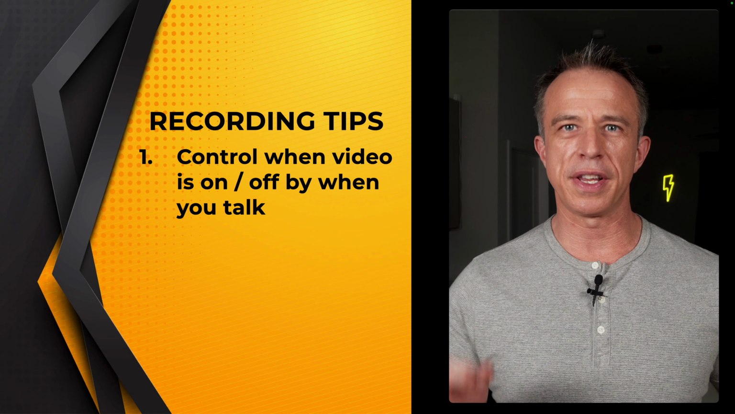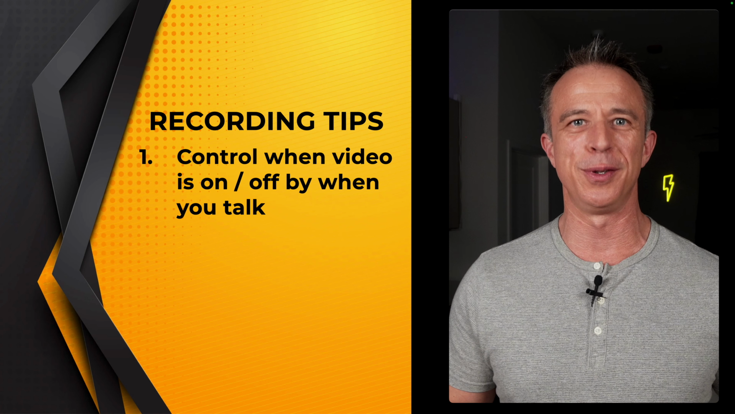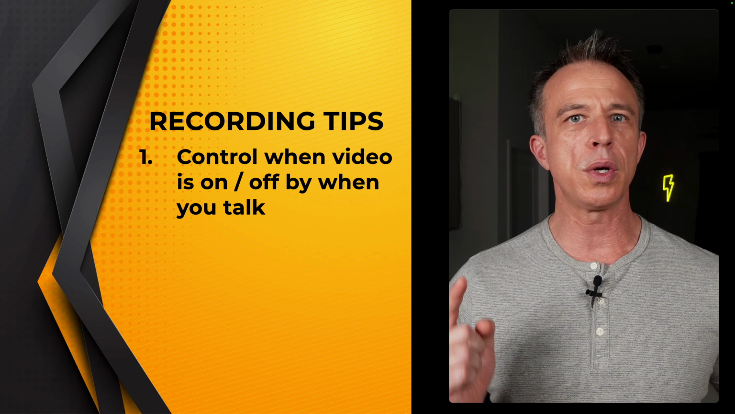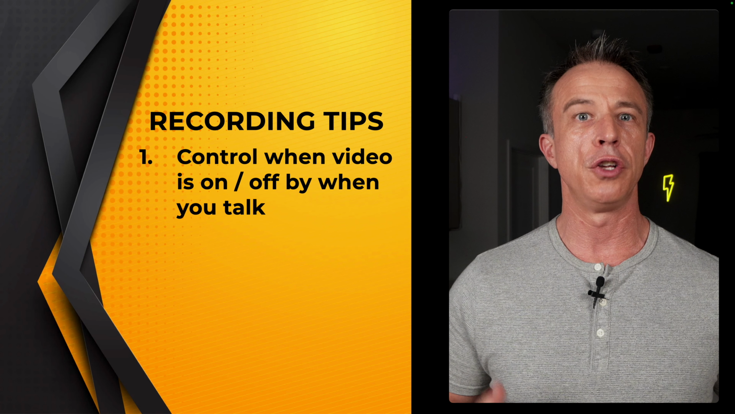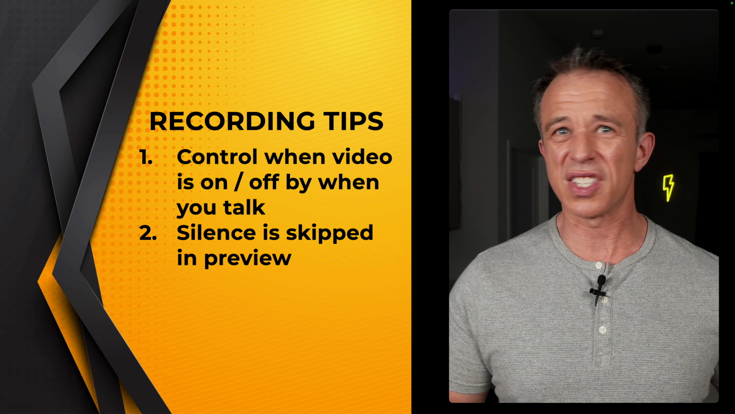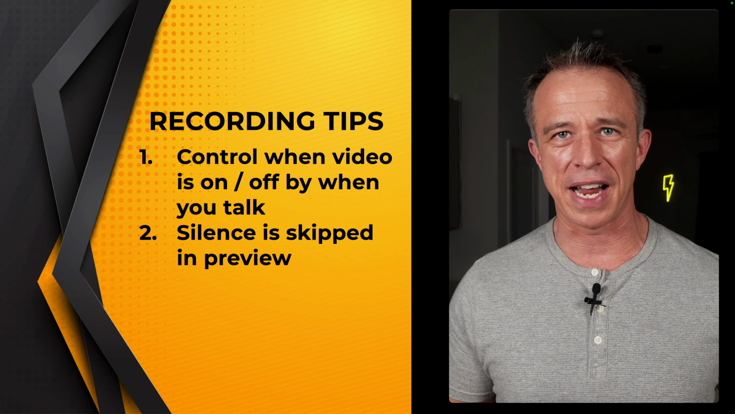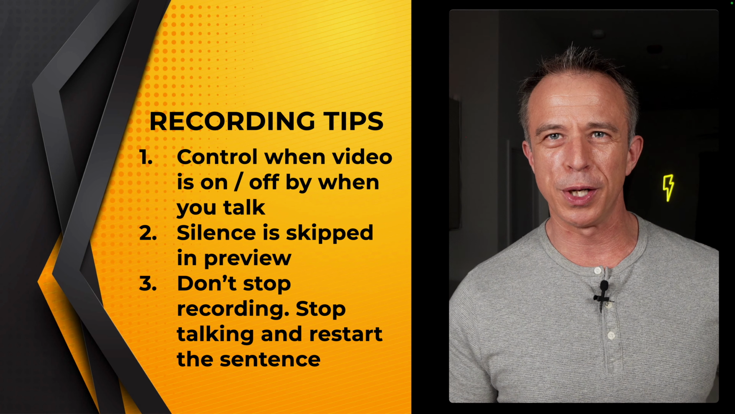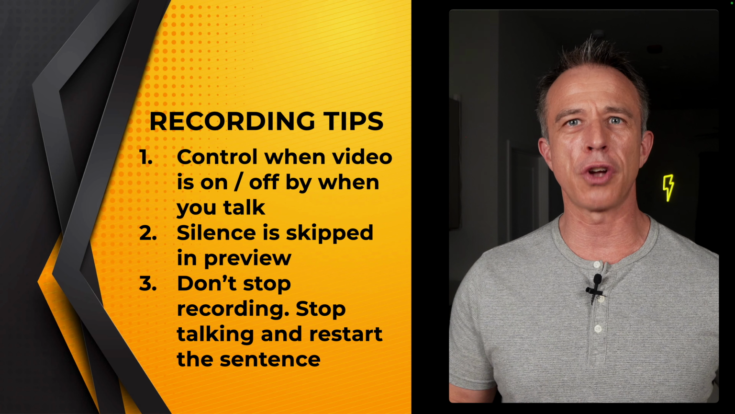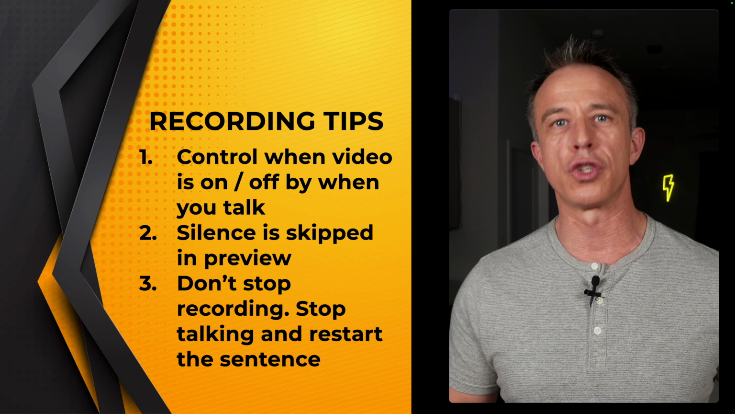And as you record, there are 3 pro tips entirely unique to TimeBolt. First, you control when video is on and off just by when you talk. Silence skips in preview, so it's like it never even happened. So don't stop recording when you mess up. Just stop talking, start over, and cut out retakes super fast.